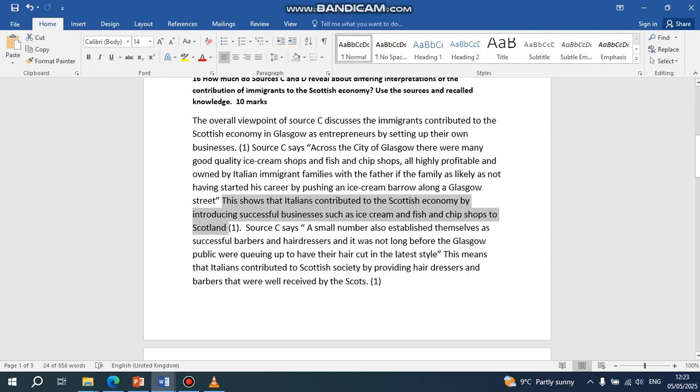So just make sure that you're looking at the bigger picture rather than just zoning in and talking about what Italians contribute. Actually, because our next source talks about Irish people as well. So it's overall talking about immigrants.